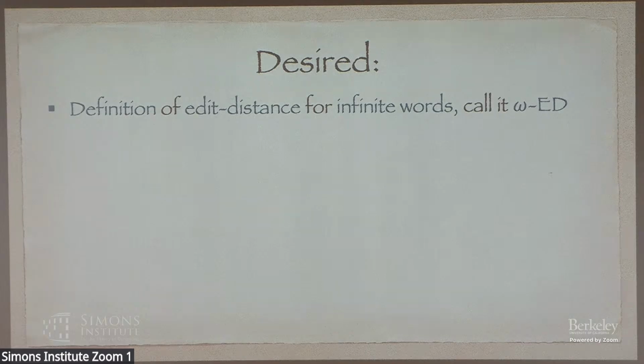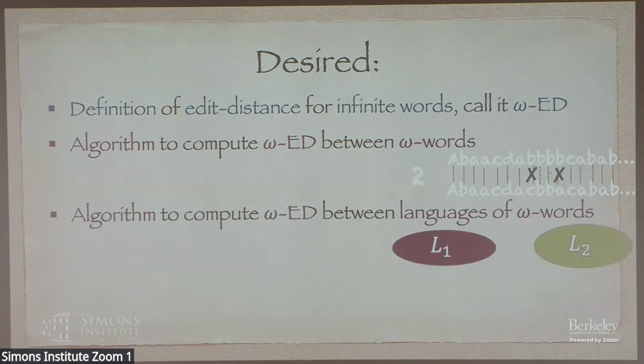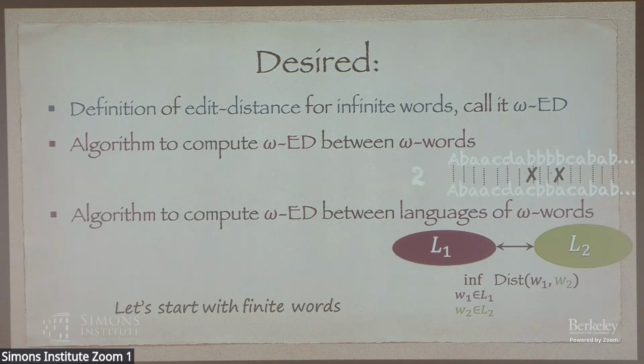So what I wanted is a definition of an edit distance between infinite words. I'm going to call it omega ED for now. And once I have such a definition, I want an algorithm that computes the distance between two words. And once I have an algorithm computing the distance between two words, I want to compute the distance between two languages using this definition. So really what you want to compute is the previous infimum value of... Exactly, yeah, right here. But let's start with finite words, so everyone is on the same page.